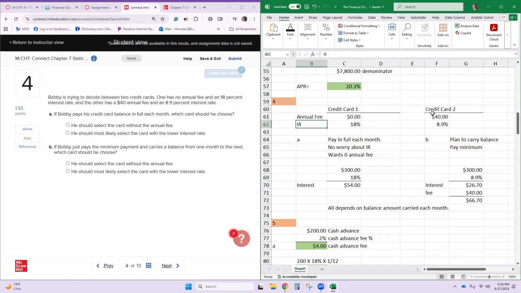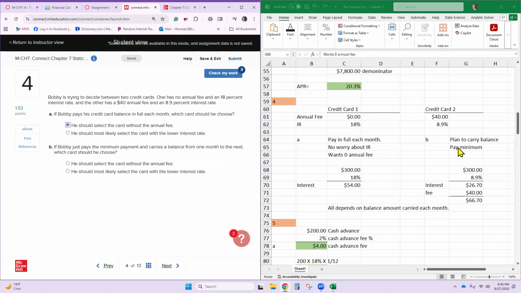Okay, I don't know. It would depend on the terms of the card. So the first scenario says if Bobby pays his credit card balance in full each month, which card should he choose? Well, paying in full each month, you shouldn't have to worry about the interest rate. And so therefore you want the $0 annual fee. Okay, so pick the one without the annual fee if you're not planning to carry a balance. But sometimes what you plan and what actually ends up happening is not the same thing.